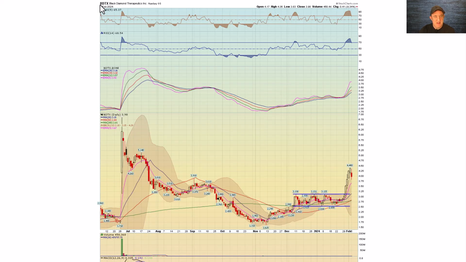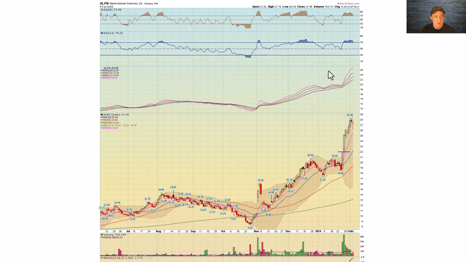Driver 63, BDTX was a long idea of mine about a couple weeks ago. Broke out, had a hell of a trade. Hope you guys took profits on that. Awesome trade, pulling back now. Driver 64, ALPN was another one. This was a momentum play I had 2 weeks ago. Over 22 was your resistance, and one hell of a move. Congrats if you took it.